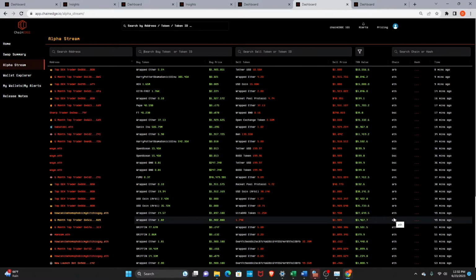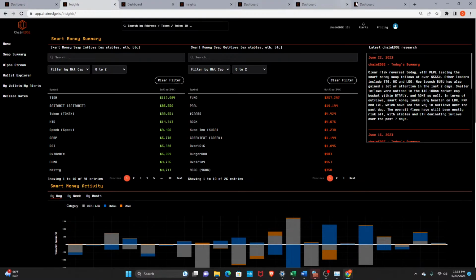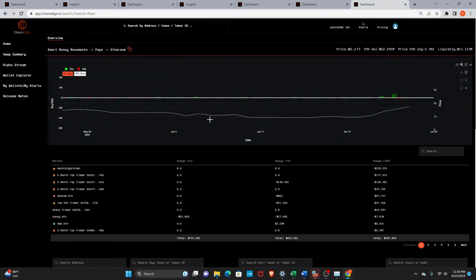I've thought about building farming specific dashboards and tools, but realistically, there's just not that many farms that people are excited about, so we haven't really focused on it yet. But if you're looking for new farms, you'll find it just within the alpha stream, the chainEDGE filter and stuff like that, because people still need to buy the token to get involved. When Chronos launched, there were tons of people buying Chronos to farm it, if that makes sense.